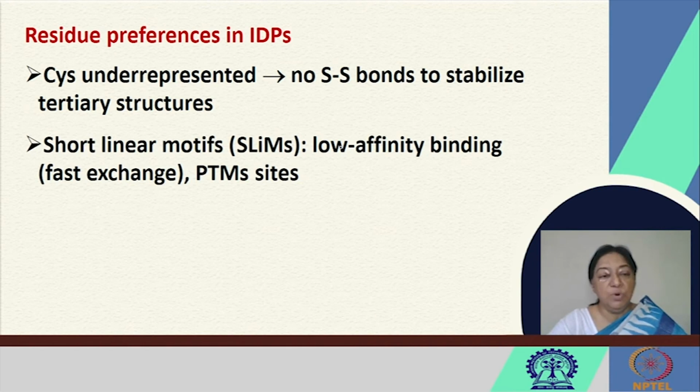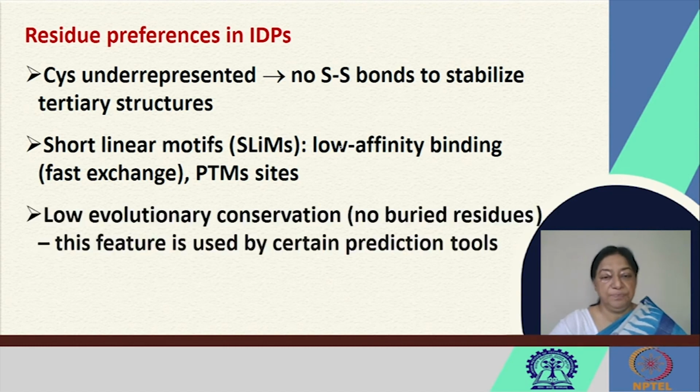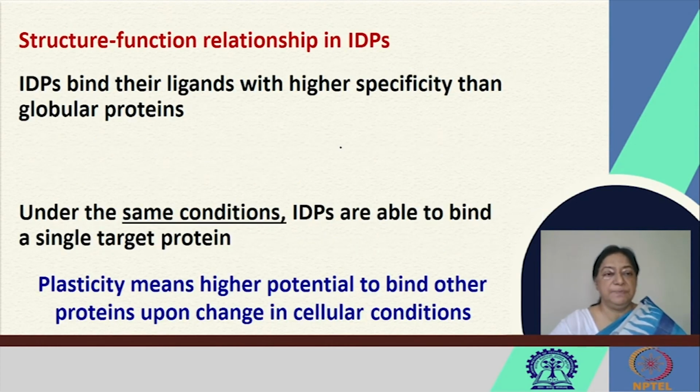The short linear motifs have low affinity binding, resulting in fast exchanges, and they are found preferably in post-translational modification sites. There is low evolutionary conservation because of the lack of buried residues, the lack of a hydrophobic core, and this feature is used in many prediction tools to determine the structures of IDPs. So, if we look at the structure-function relationship in IDPs, the IDPs bind their ligands with higher specificity than globular proteins.